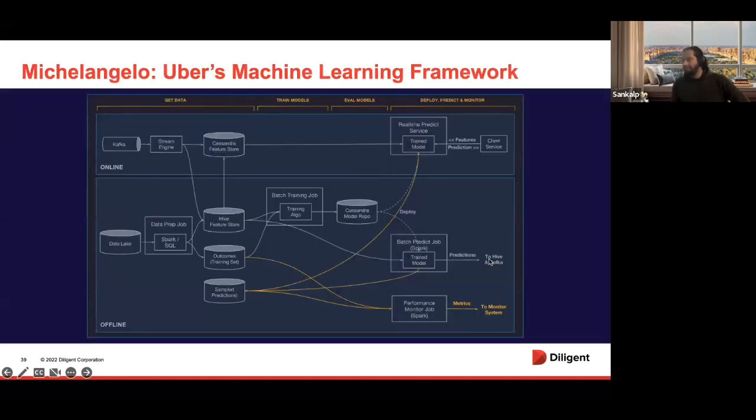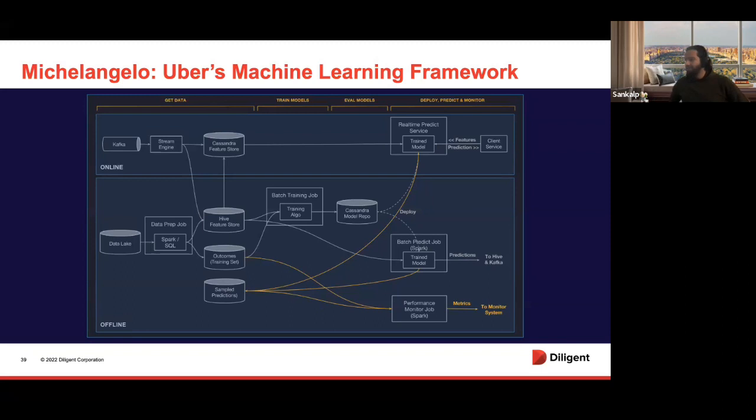As you can see, throughout different phases, they have very specific components, tools, and technology that they are using for all the phases, right? From getting the data to training their model in a batch offline setting to deploying and making predictions in real time, right? So this is very specific to the platform, teams, tools, and technologies at Uber. But yeah, obviously this does the job for them pretty well as well.